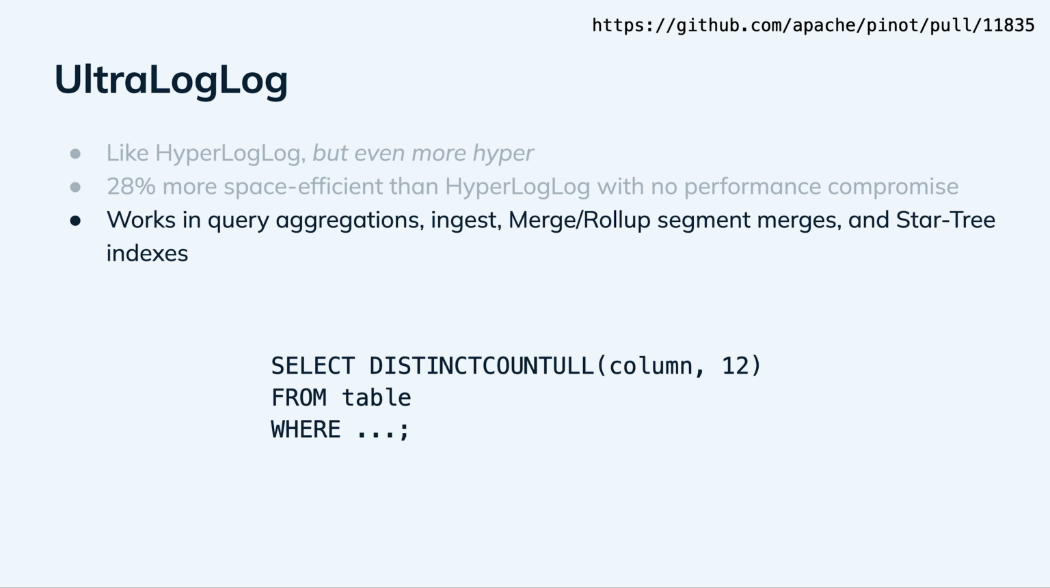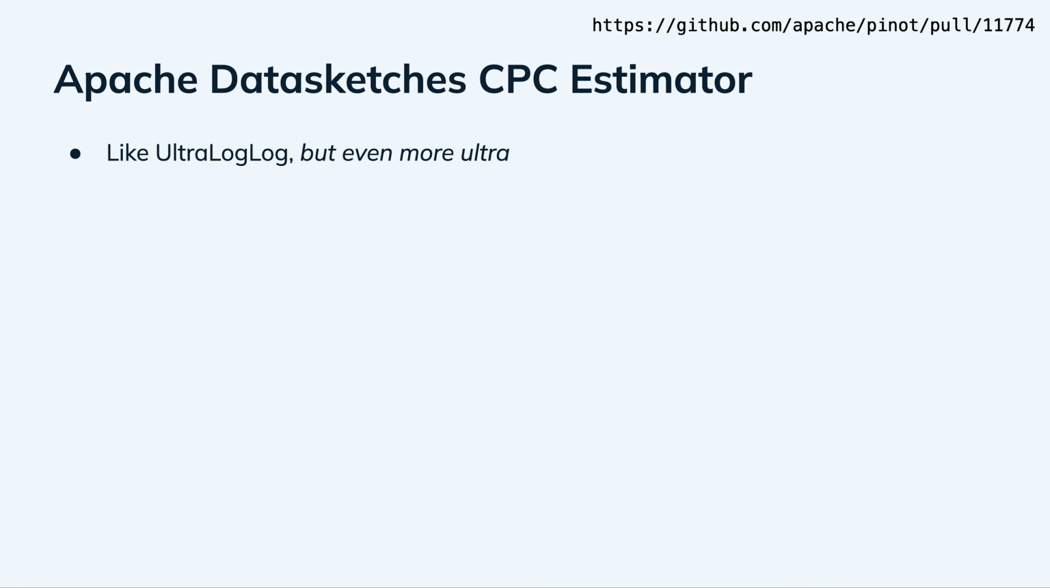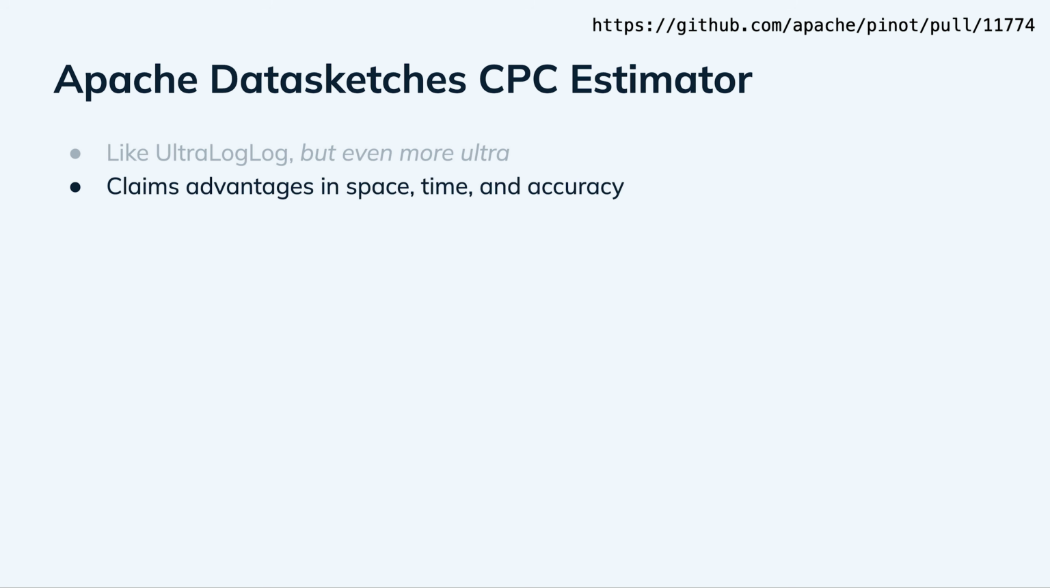You have this distinct count ULL for UltraLog. And there's another, maybe a little bit more leading edge one from the Apache Data Sketches project. And that's the CPC estimator, which is like UltraLog, only even more ultra. Again, it's just another approach to the problem, right? So you're going to see different performance, accuracy, memory trade-offs in all these things. And CPC claims to rule the roost in all three categories right now.